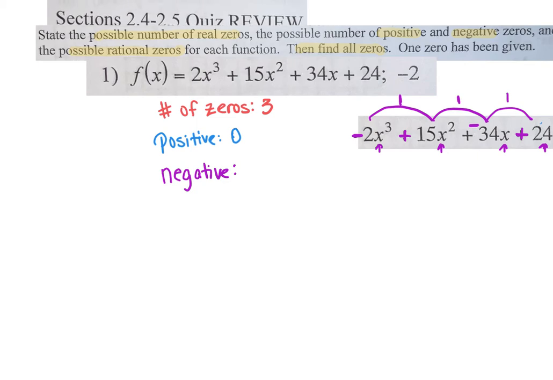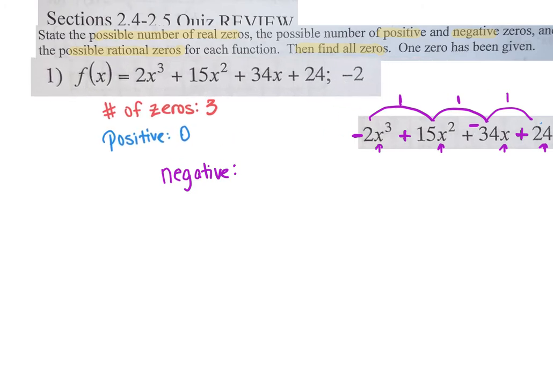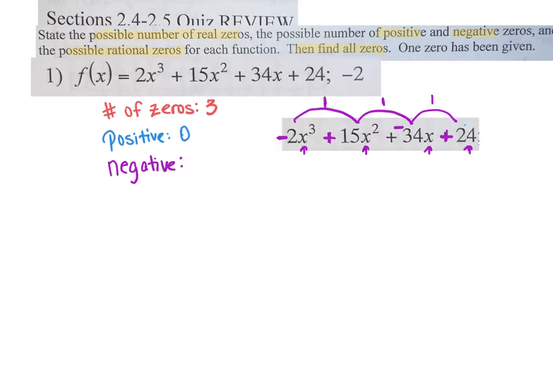Would the negative zeros always equal up to the... So this guy's going to be 3. All right.